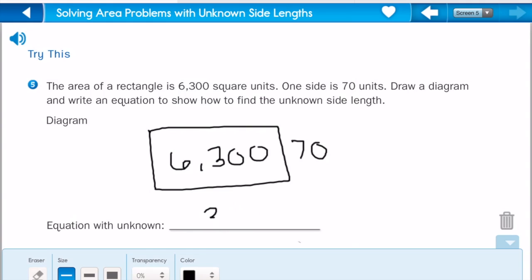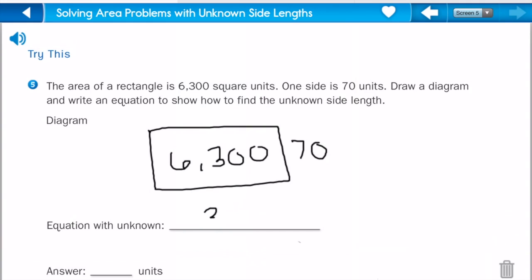All right, let's try that again. 6,300 divided by 70 equals, let's put an A for area. Okay. So I'm thinking 63 divided by 7. Or what times 7 equals 63? So I'm looking and I'm thinking, and I decide, I think it's 9.